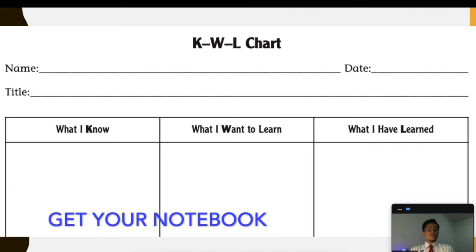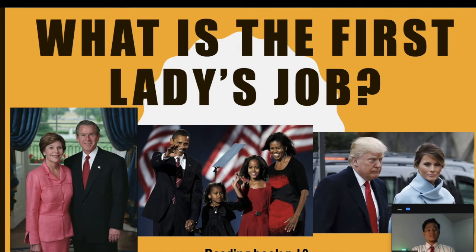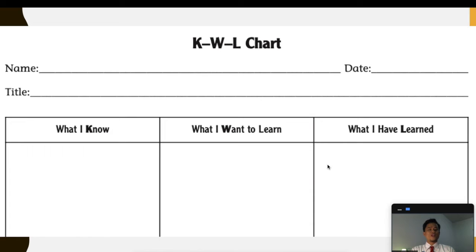So in your notebook, I want you to copy this table, put KWL chart, write your name, the title of the story, and the date today. So the title of our story is What is the First Lady's Job? And put 3 columns, what I know, what I want to learn, and what I have learned. So this is our KWL chart because K for know, W for want, and L for learned. I'll give you 2 minutes to copy the chart, and you can pause if you need more time.